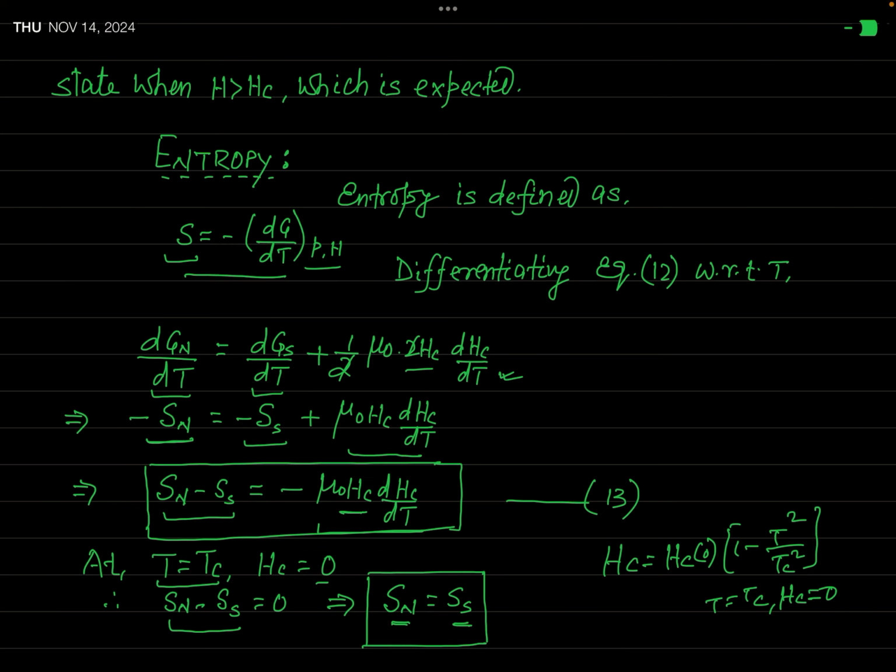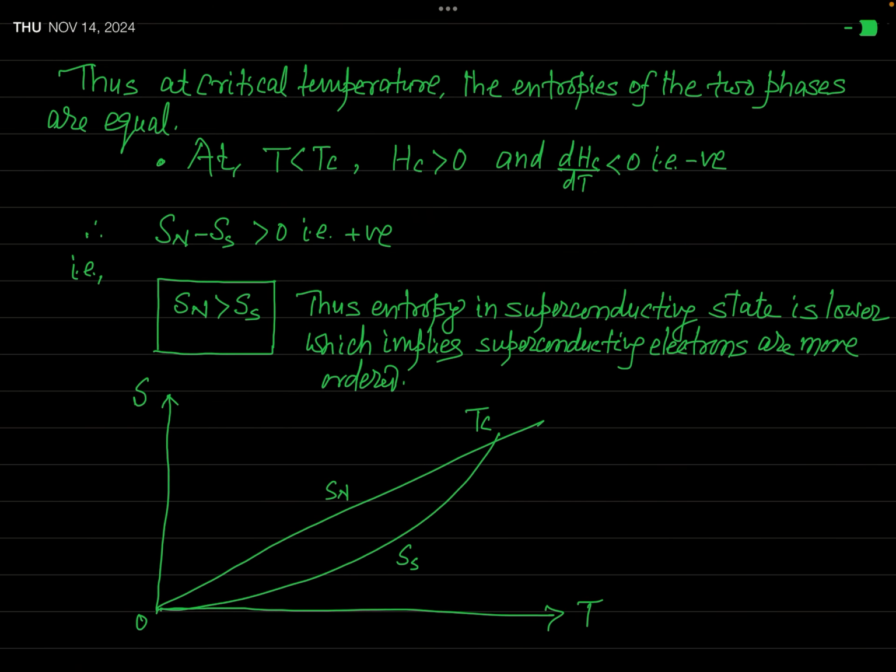But Sn will be equal to Ss only when you are talking about the temperature which is equal to the critical temperature. But why is Sn equal to Ss? What is the physics behind it? Tc is the transition temperature. It is the critical temperature at which phase transition takes place. And when the phase transition takes place, both states of the system will be in equilibrium, and so definitely the entropy will have the same value. So in this condition you can say that entropy maintains continuity. Thus at critical temperature the entropies of the two phases are equal.